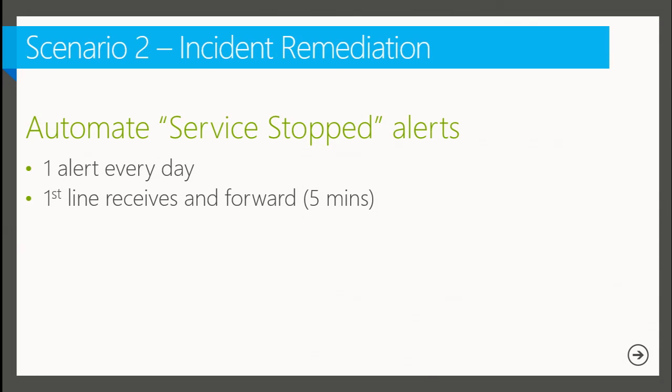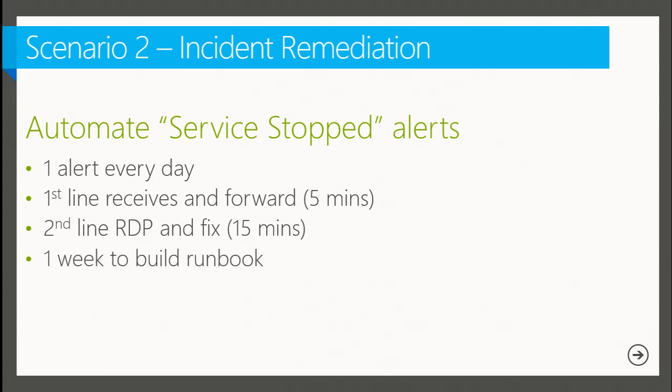They take 5 minutes to escalate. Tier 2 uses remote desktop and restarts the services. By that time, we've killed 15, 20 minutes. If it takes us a week to build that Runbook, now I think you actually can download that one off Anders' blog or build it yourself in about an hour. But let's pretend like it takes a week.